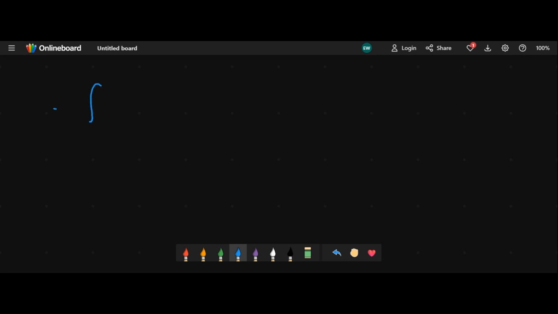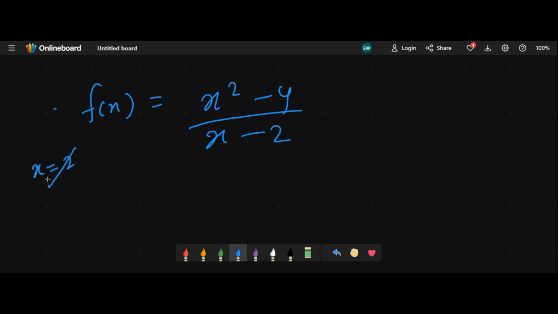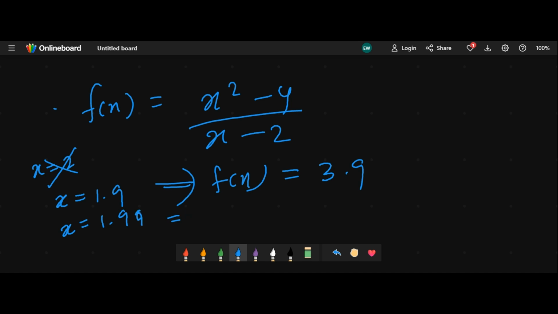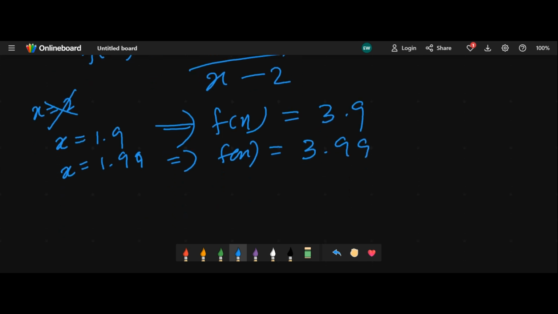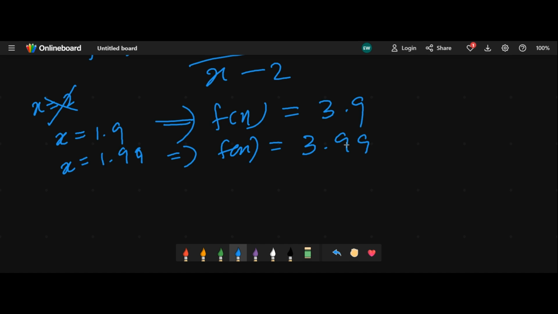Let's write the same function, x squared minus 4 divided by x minus 2. When x is equal to 2, we are not getting an answer. So we will put a closer number, like 1.9. If you substitute 1.9 in the function, you will get around 3.9. Then we'll put x is equal to 1.99. If you substitute here, you will get an answer like 3.99. So now you may have an understanding: it is getting closer to 4.